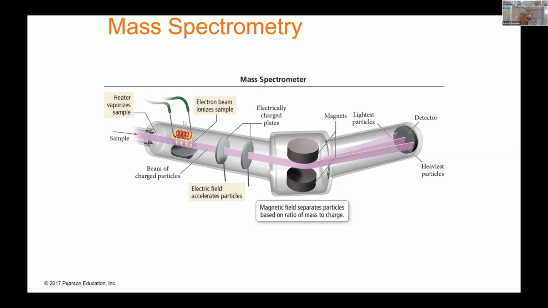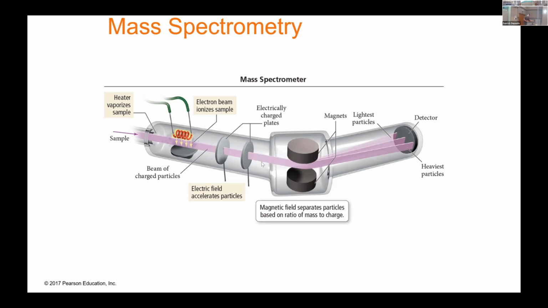There is the beam of particles. The electron beam ionizes the sample, so it's ionizing radiation. At this point, all of the samples now have a charge. Then they go through an electric field, which accelerates them into this magnetic field. The magnetic field, based on the speed at which they go through, separates them based on masses.